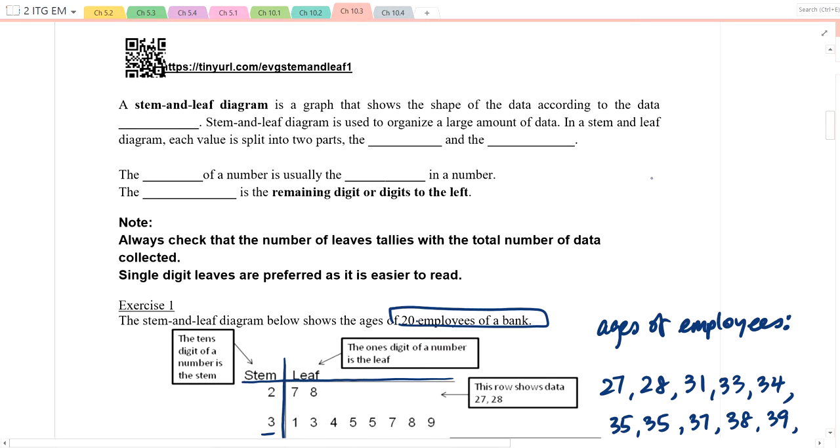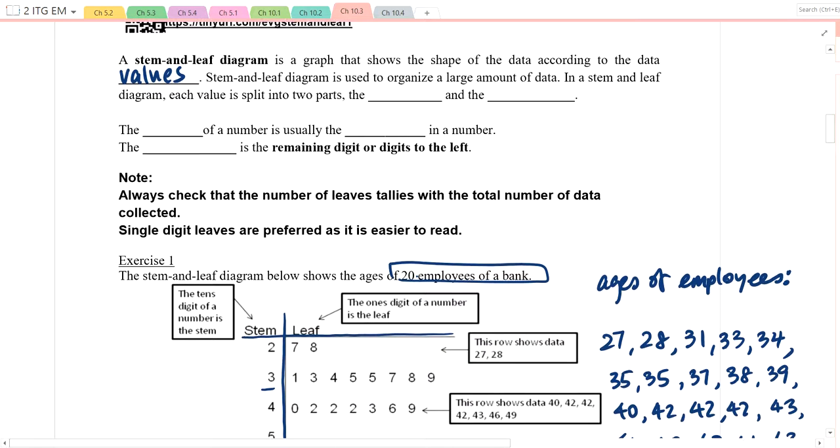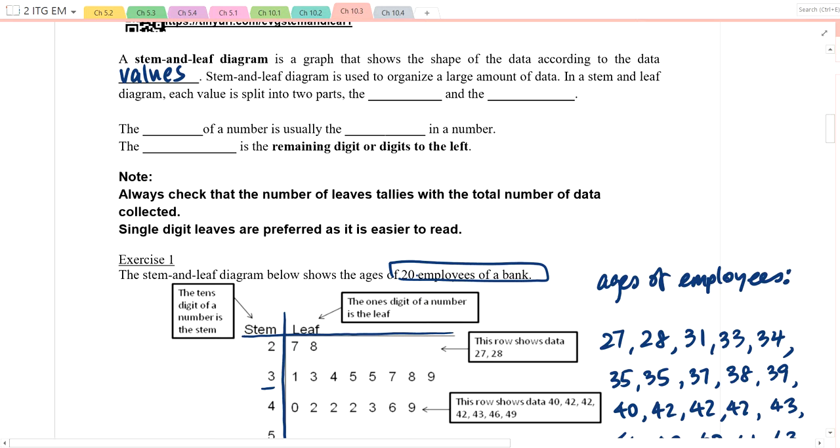It shows the shape of the data according to the data values. Based on the numbers, we get the shape of our stem and leaf diagram. So obviously it is split into two parts, the stem and the leaves. Okay, plural leaves. The leaf of a number is usually the last digit.